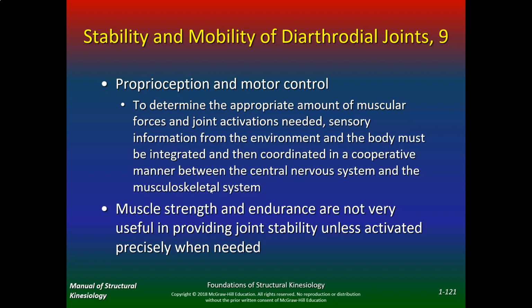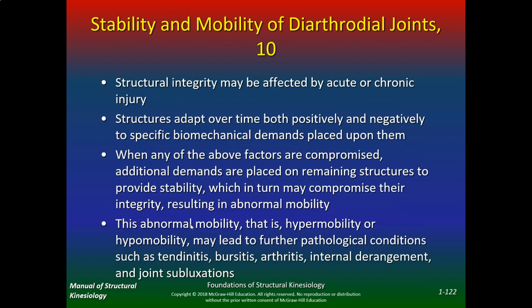If the brain doesn't know how to put it together, then all your effort, you can look good statically, as a bodybuilder, but if you go play sports or anything, and there's no neural connection or proprioception or motor control, you're going to suck as an athlete. And so we want to work on motor control with our athletes. Muscle strength and endurance are not very useful in proper joint stability unless activated precisely when needed.